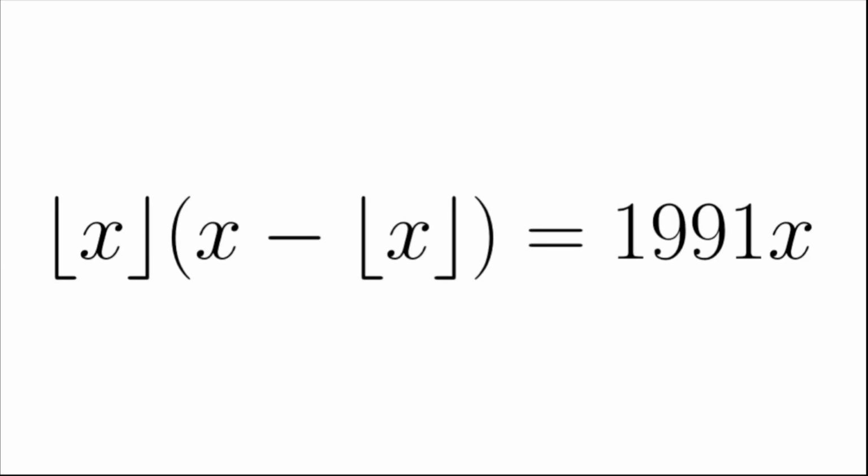In this video, we are going to solve the equation: the floor function of x multiplied by x minus the floor function of x equals 1991 times x.